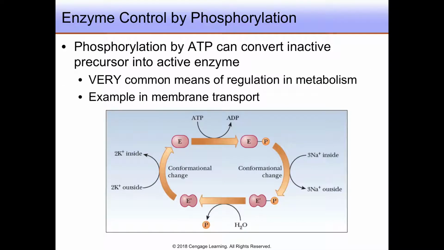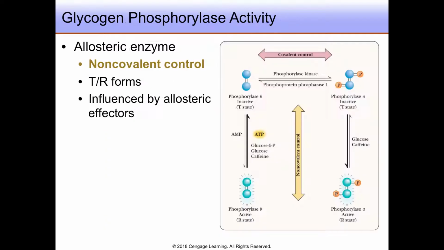Phosphorylation is a very common mechanism and typically results in a significant change in enzyme activity. Phosphorylation of one enzyme may result in inhibition of activity, whereas the very same event in another enzyme may result in activation. Later, we'll look at phosphorylation in an example of membrane transport.